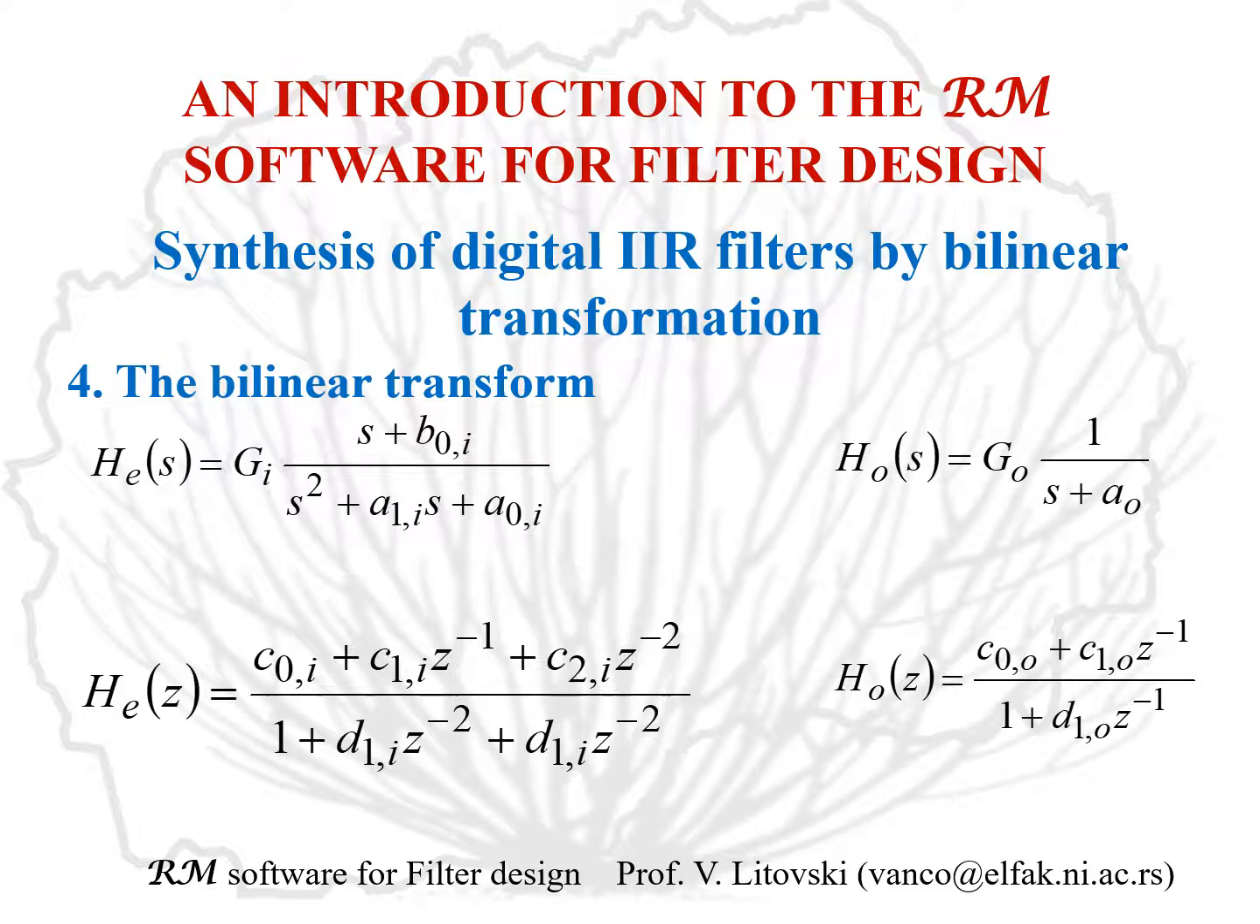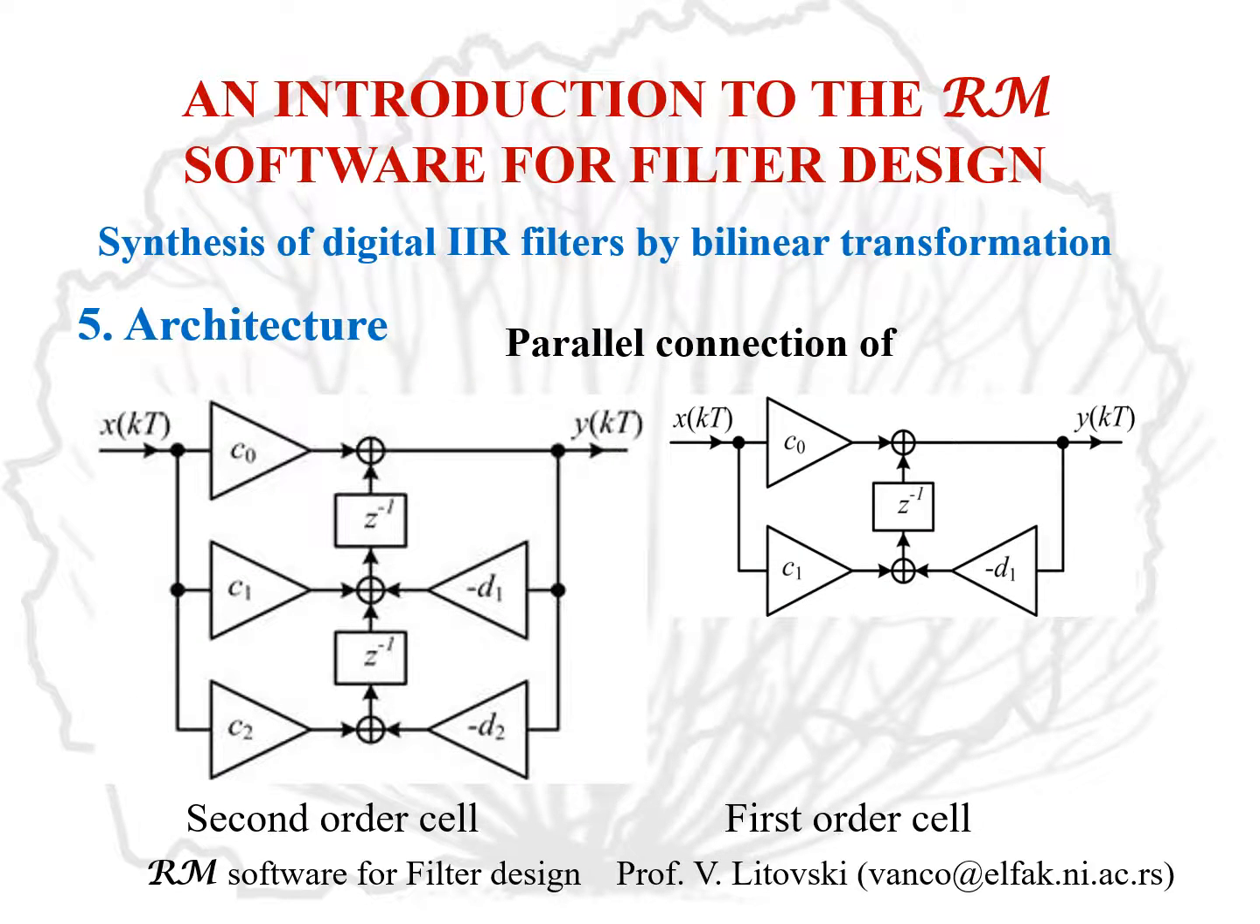Now the fractions are transformed from the S into the Z domain. The first row is the original S domain. The bottom row is the transformed Z domain. And here are the cells realizing the second order and the first order cell, while the whole filter is a parallel connection of these cells.